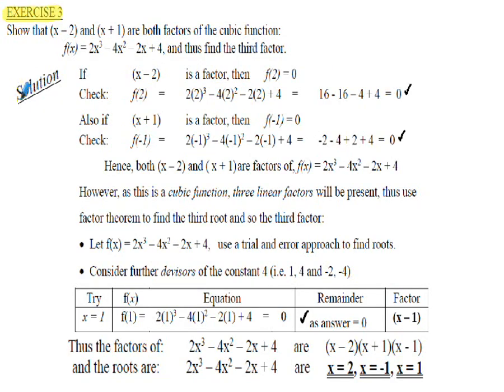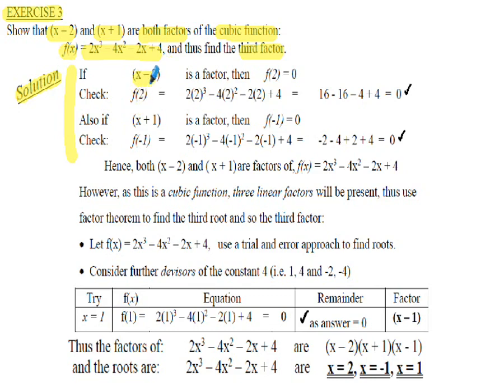Exercise 3, solution. We're asked to show that x minus 2 and x plus 1 are both factors of the cubic function f of x equal to 2x cubed minus 4x squared minus 2x plus 4. We're also asked to find the third factor. Don't forget it's a cubic equation, the x cubed there, so there'll be 3 factors. The first part of the solution checks whether the factors given in the exercise are indeed factors of the cubic expression.